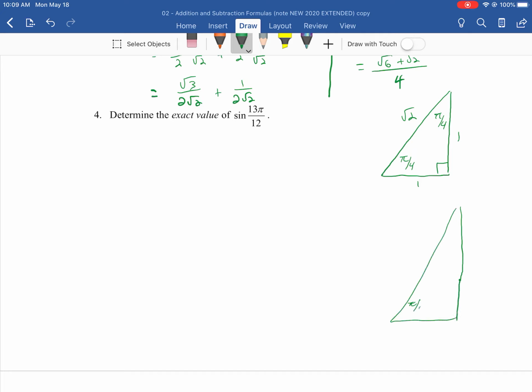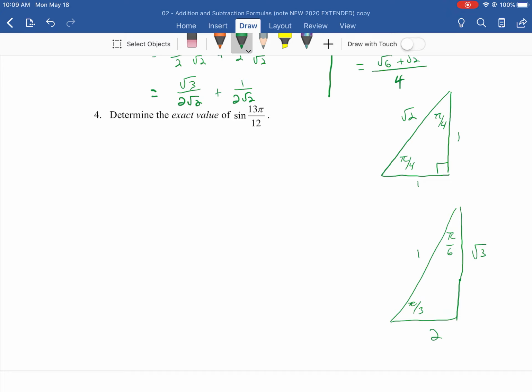And then the other one. There we go. Now I've got those two special triangles.